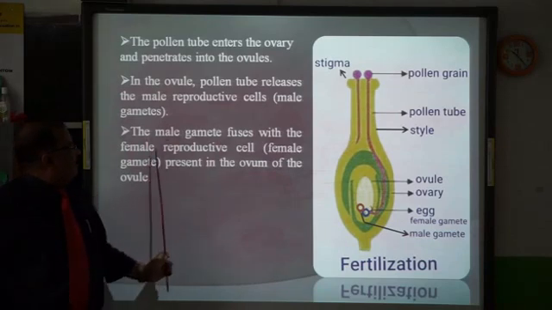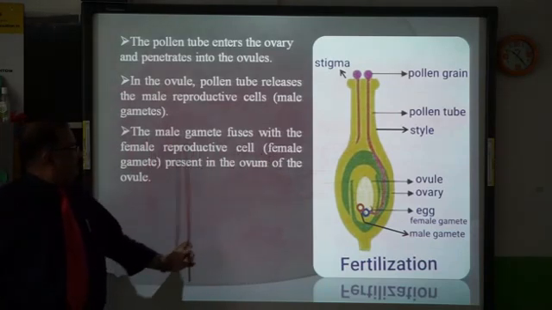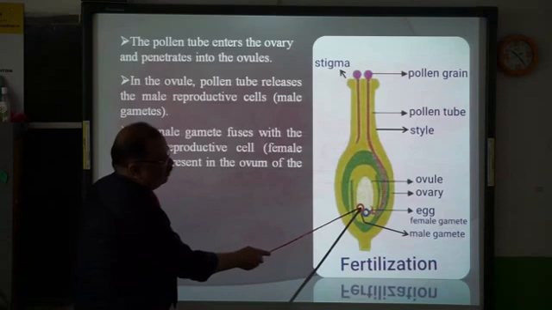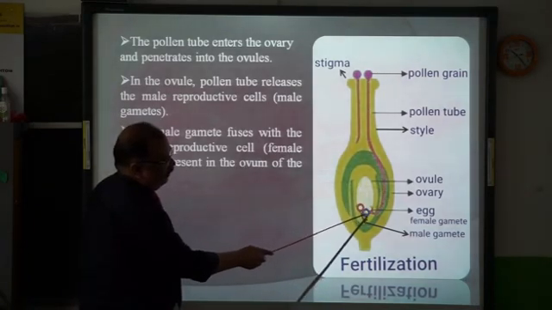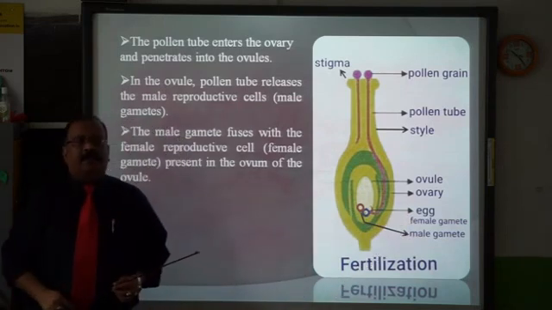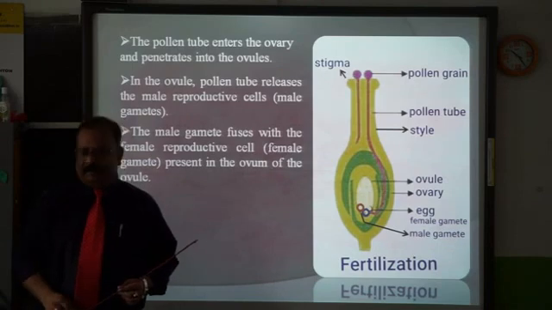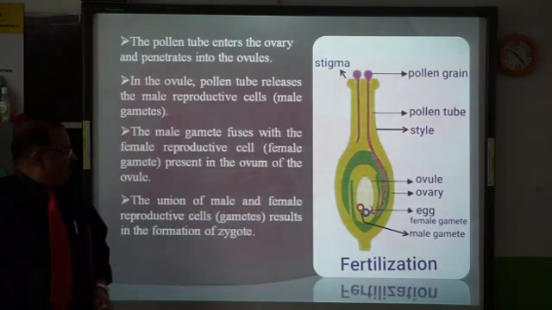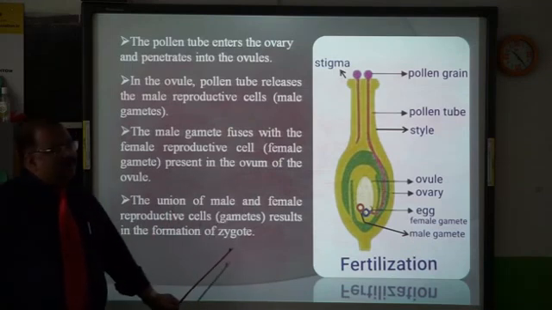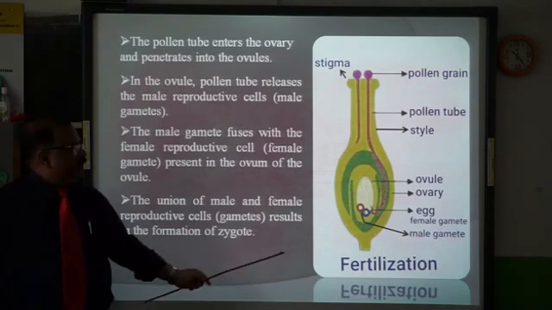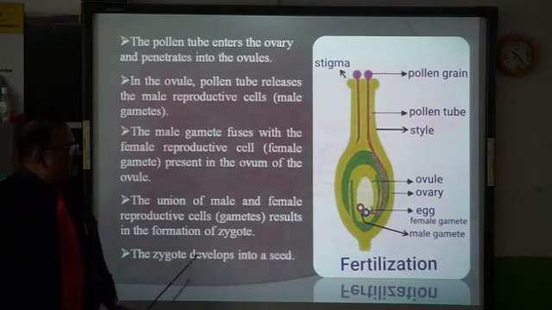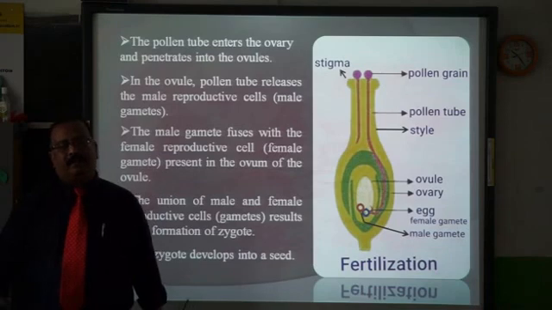The male gamete fuses with the female reproductive cell, which is also called female gamete, present in the ovum of the ovule. So here you can see these two cells, male and female. This is also called egg. Female gamete and male gamete, they fuse, they unite, they combine. And what do they do after combination? The union of male and female reproductive cells, the gametes, results in the formation of zygote. So ultimately what is produced? Zygote is produced. The zygote develops into a seed. Later on the zygote turns into a seed.